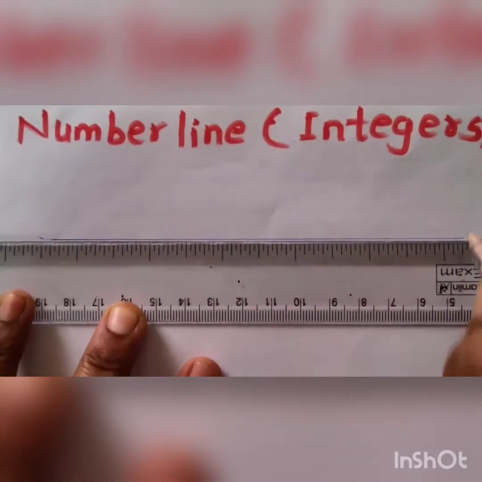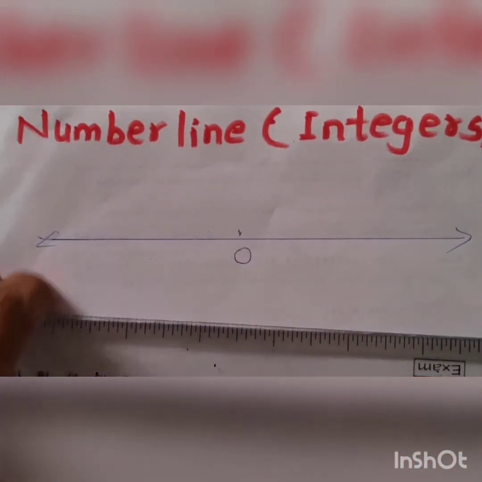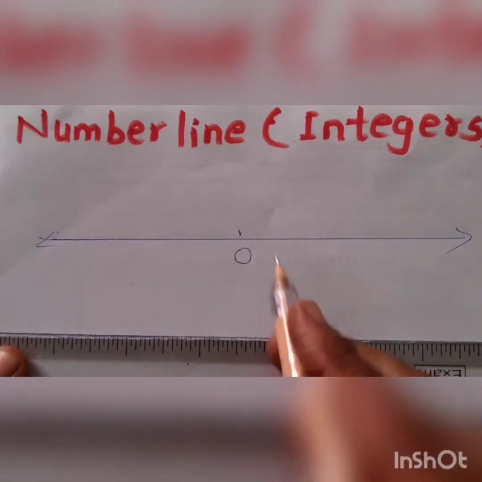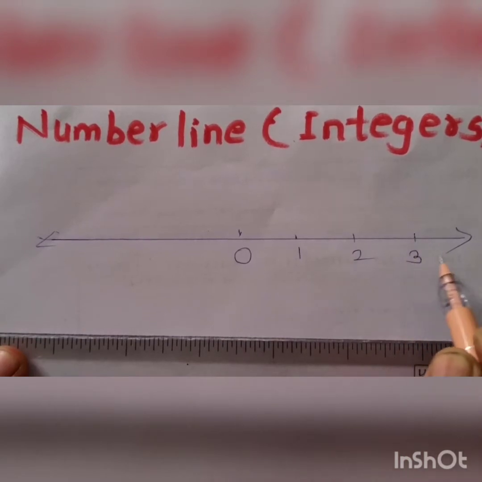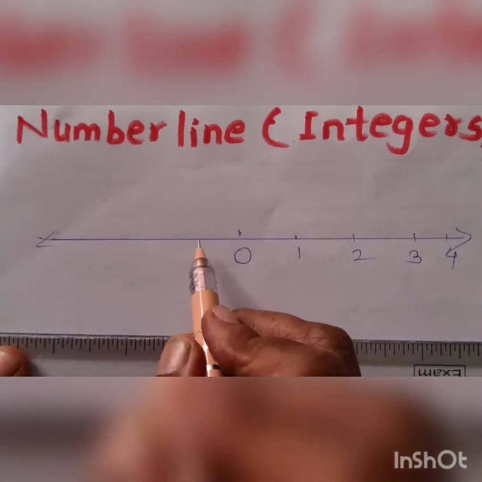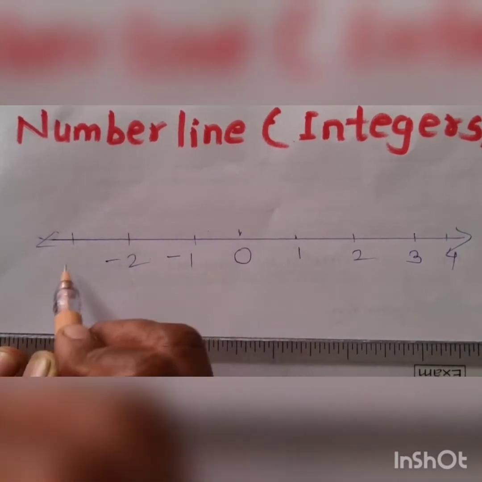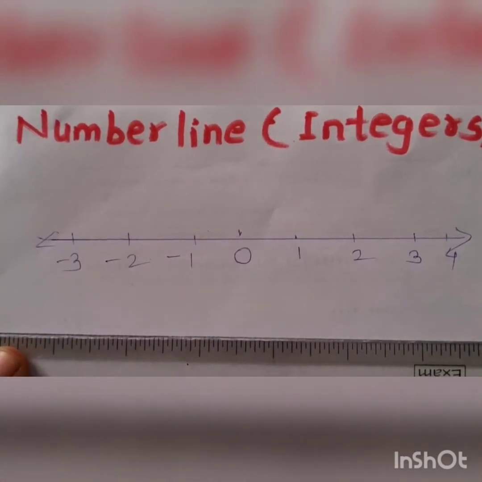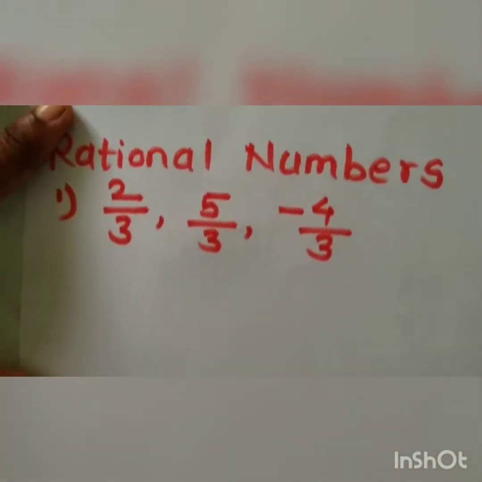This is a line, at center there is 0, and on the right side of 0 on this number line we show the integers, that is 1, 2, 3, 4 and onward. To the left side we show the integers -1, -2, -3 and onward, and we already learned this concept in standard 7. Now we are going to show the rational numbers on the number line.